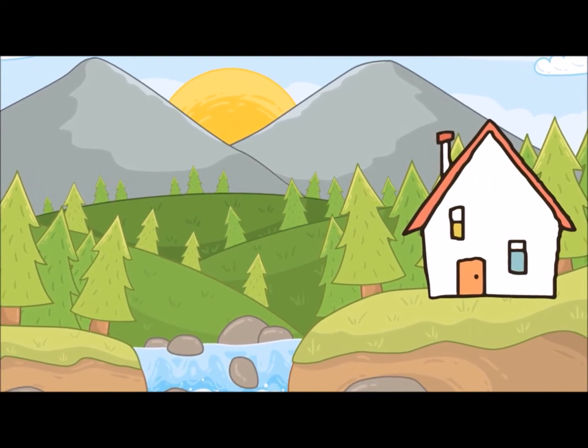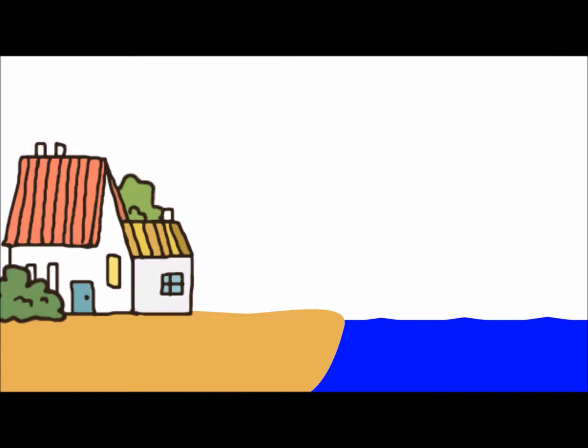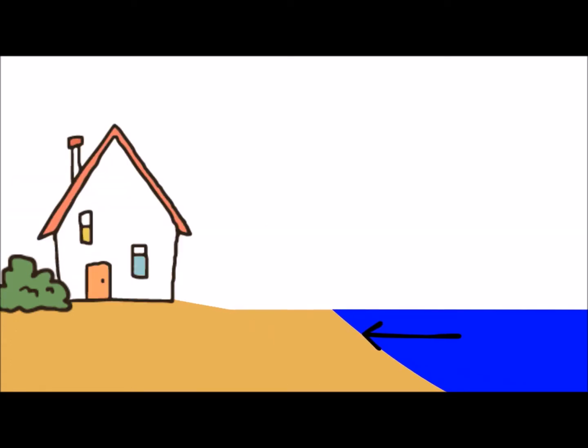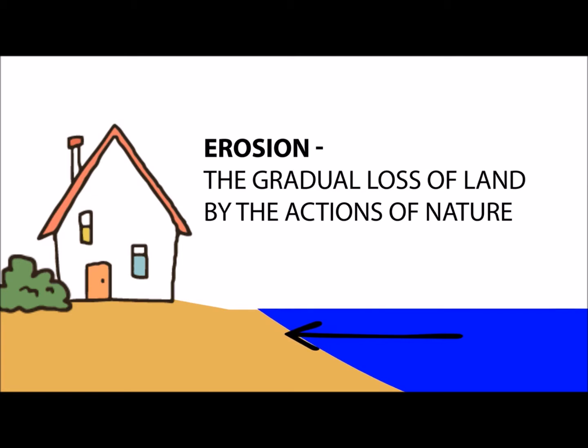And there are two kinds of this. One is called avulsion, which is a sudden loss of land by the actions of water or nature, like a landslide. Avulsion means to tear off. This is also a medical term, and I don't recommend that you Google it. The other one is called erosion. The meaning of erode is to deteriorate. So, erosion in real estate means the gradual loss of land by the actions of nature, like property lost along the bank of a river.